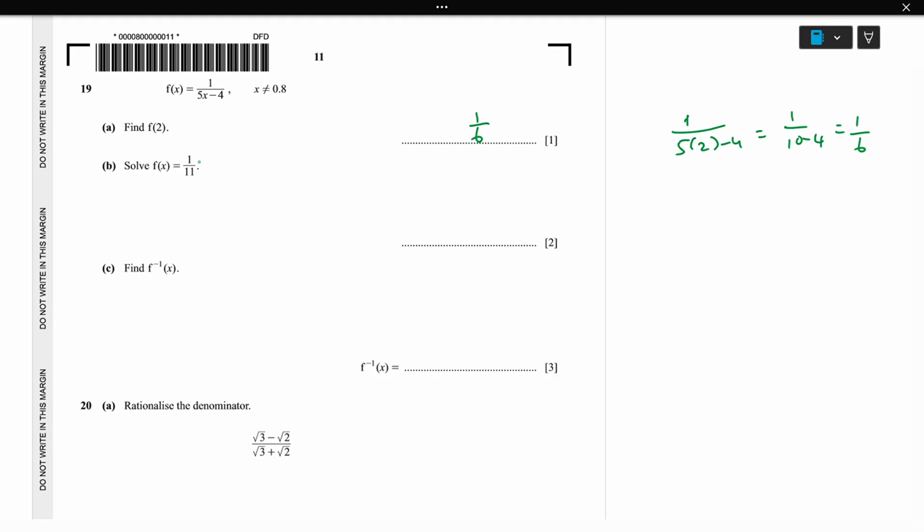Next, f of x equal to 1 over 11. So 1 over 5x minus 4 equals 1 over 11. Just cross multiply. So 11 equals 5x minus 4, because 1 times 5x minus 4 is 5x minus 4. Bring the 4 here: 11 plus 4 equals 5x, which is 15 equal to 5x. Bring the 5 here. By division, 15 over 5 equals x, which is 3. X equals 3.